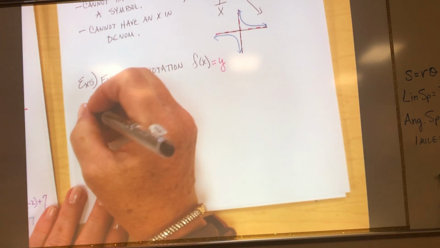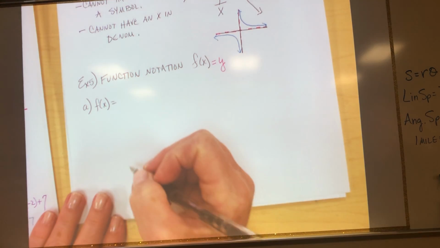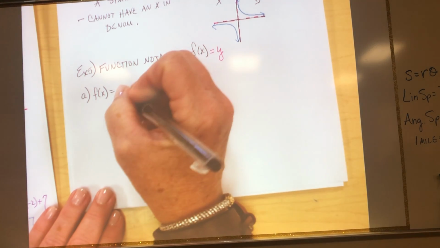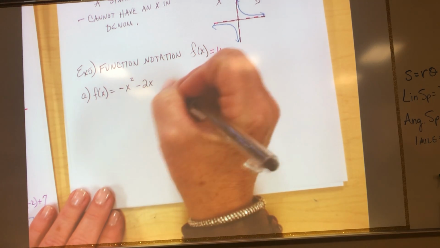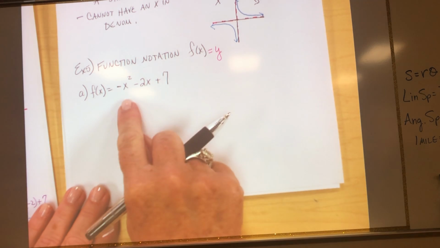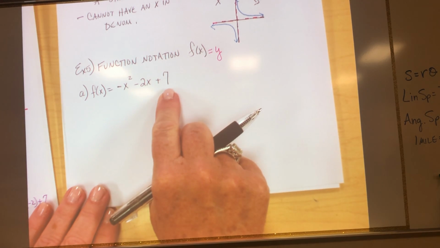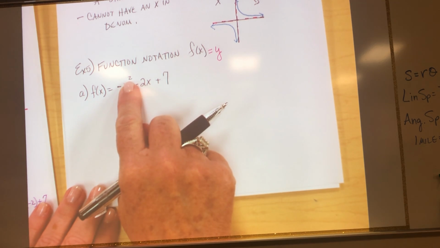All right, so let's work a problem. My problem is f of x is equal to, are you ready? Negative x squared minus 2x plus 7. All right, so there's my function. Is this a function? Look, it's a quadratic. You know it's a function.